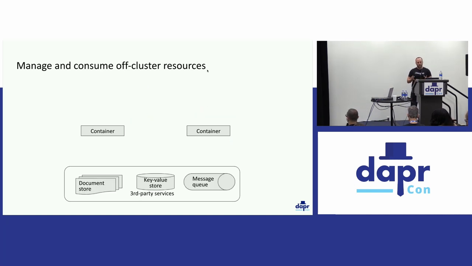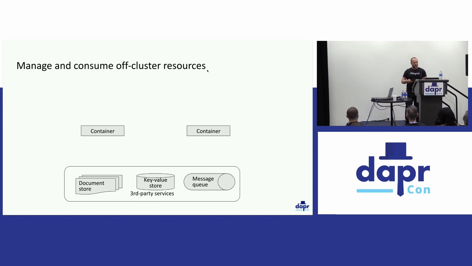Look at the second one. So again, we have our distributed application that Kubernetes is really good to run. But then these distributed applications, typically they don't only depend on each other, they also depend on external services, such as relational databases, stuff that you wouldn't run on Kubernetes. Document store, key value store, message queue.